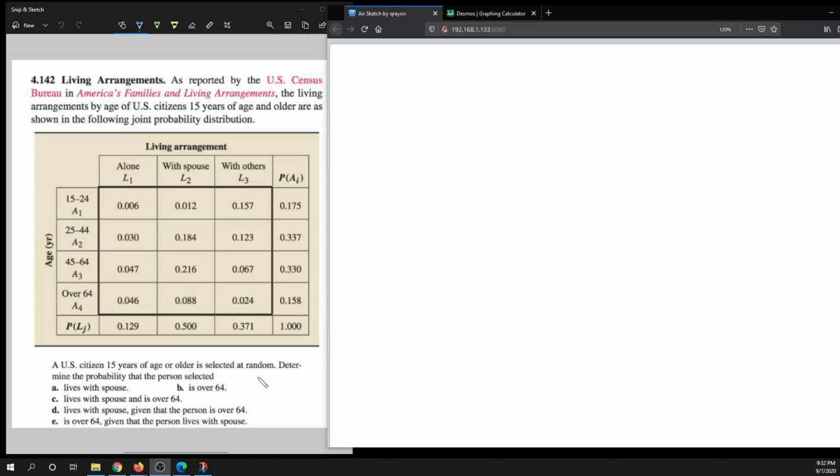All right, it says a U.S. citizen 15 years of age or older is selected at random. Determine the probability that the person selected lives with a spouse. So part A, probability lives with a spouse. With spouse is L2 in this, so I'm going to just use L2.